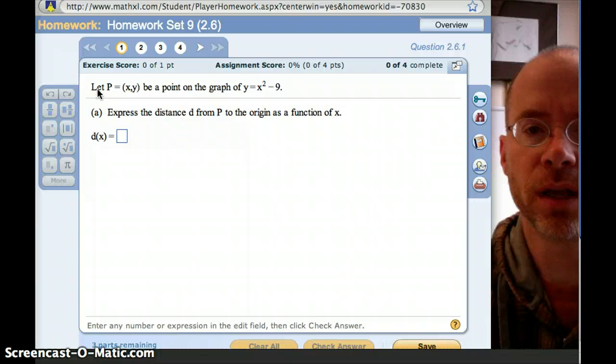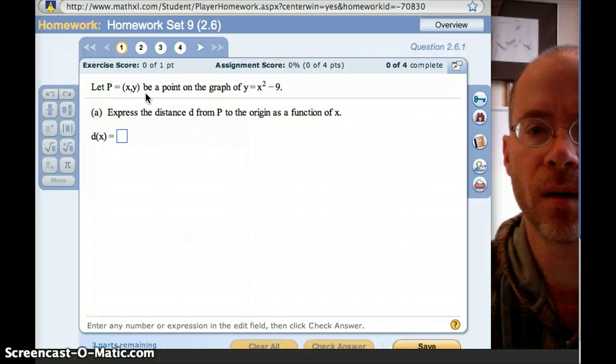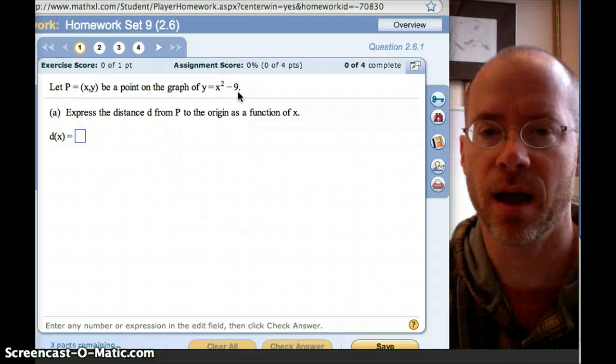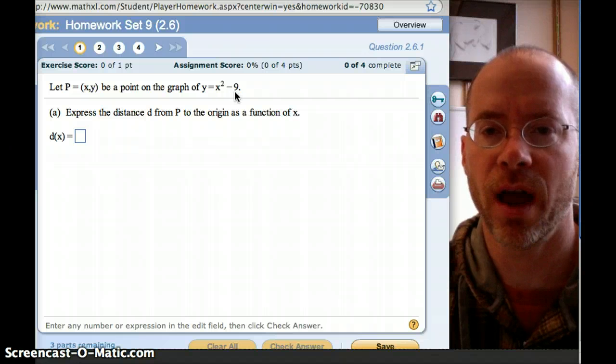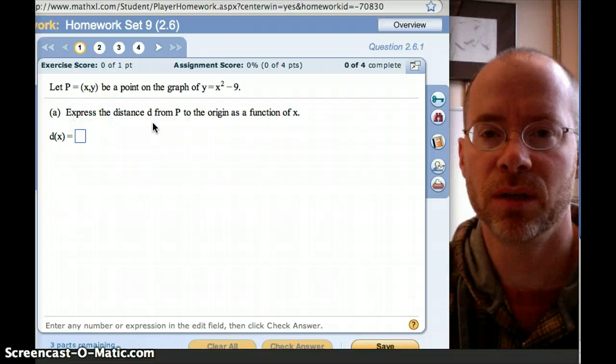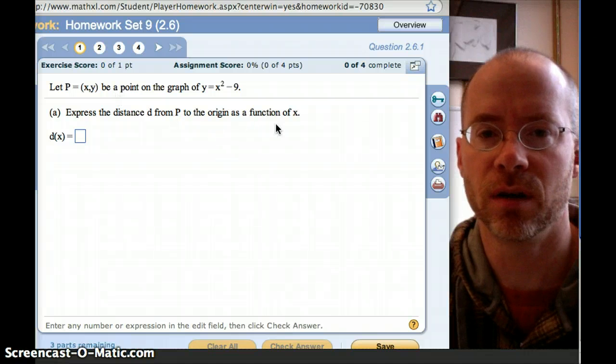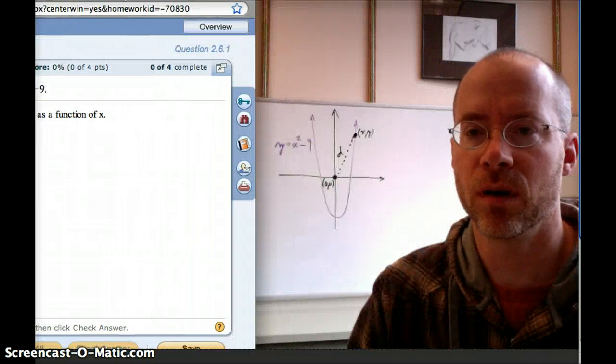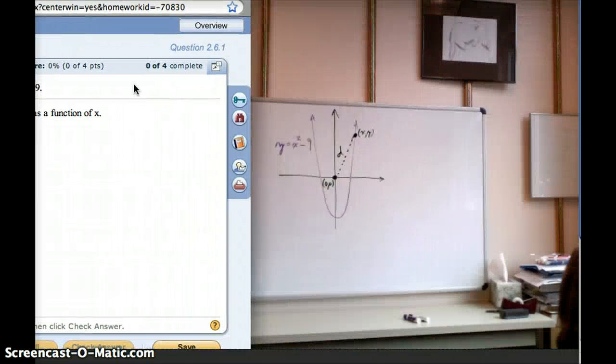It says let P be a point on the graph of y equals x squared minus 9. I hope now you look at that and think, oh, that's the basic parabola shifted down 9 units. And we're supposed to express the distance from this point on the parabola to the origin, (0, 0), as a function of x.